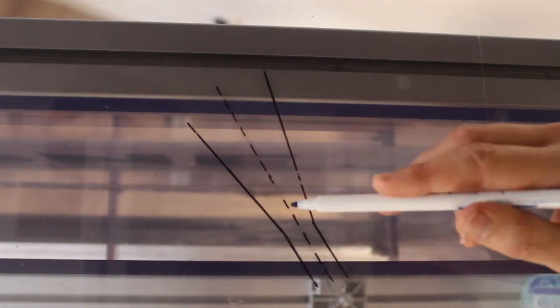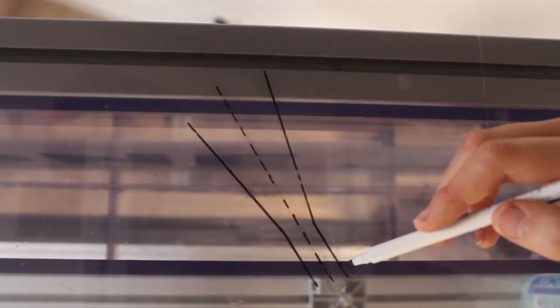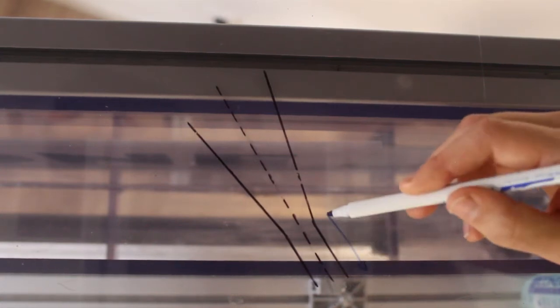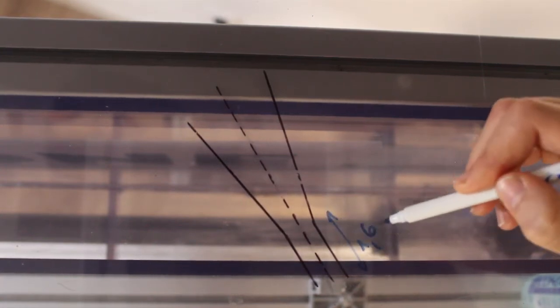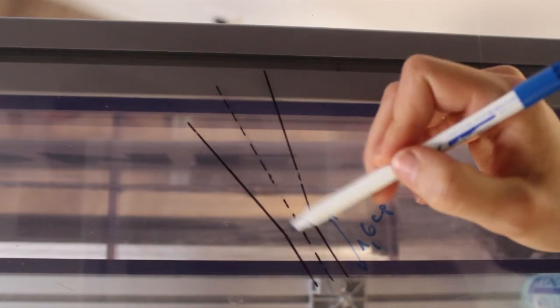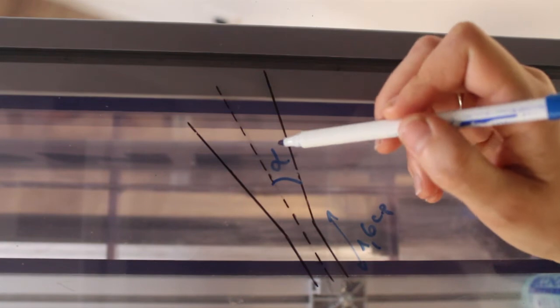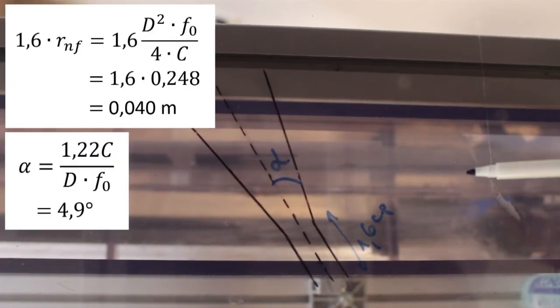The main energy area of the acoustic beam can be simplified like this. It starts with a cylindrical shape with the same diameter as the active diameter of the transducer. Then after roughly 1.6 times the near field distance, it turns into a conical shape of a certain half angle spread. The values for our setup are given here.